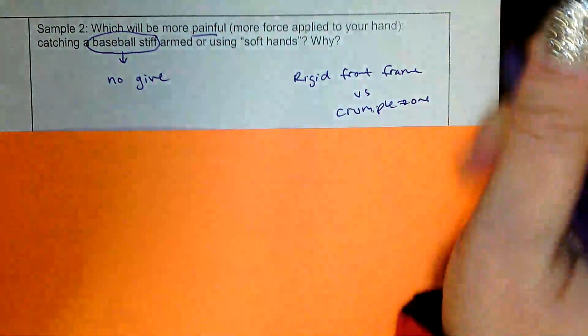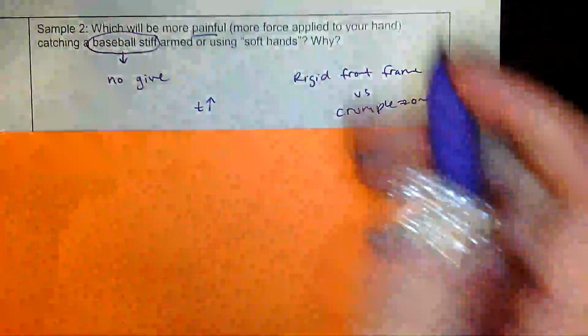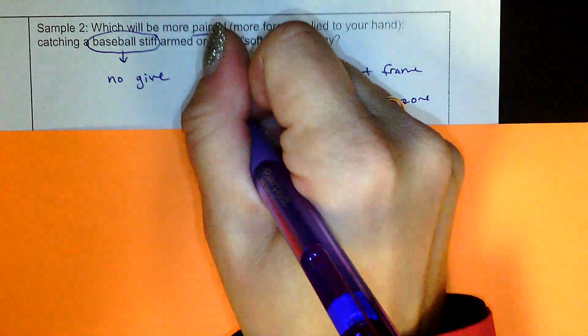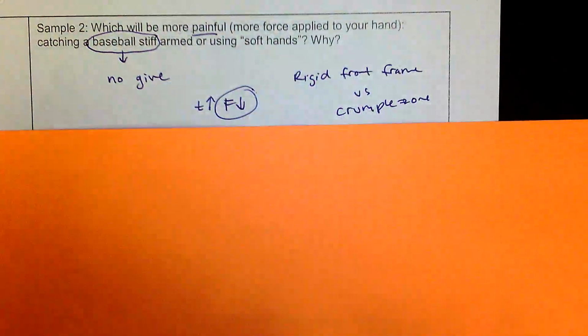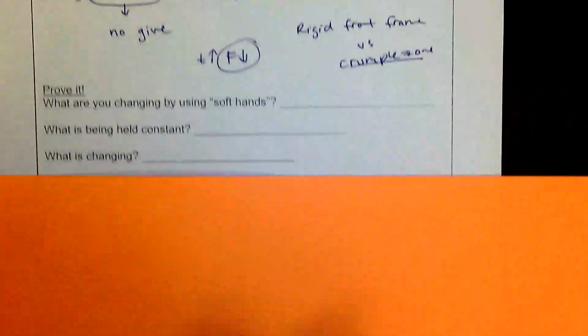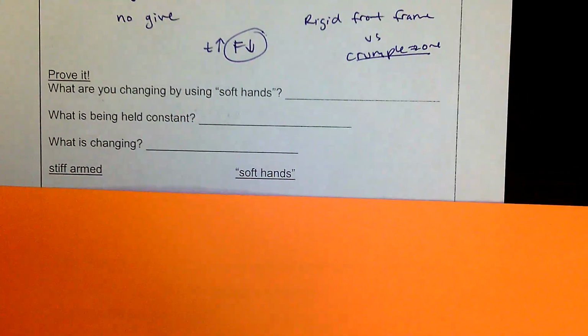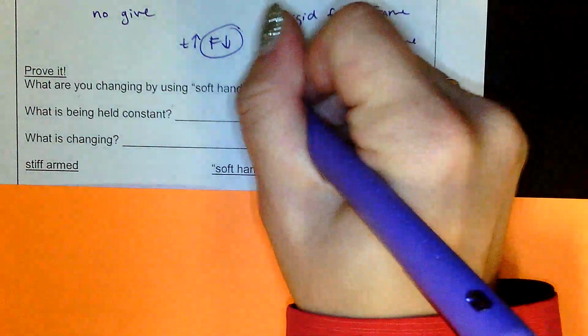All right, in the crumple zone, if you increase the time of the catch, if you have soft hands, instead of catching it directly, there'll be a give, so it's a slower catch. If you increase that time, in return, your force is going to decrease, which means less painful for the crumple zone, more painful for the stiff. All right, what are you changing by using soft hands? Okay, time of impact.